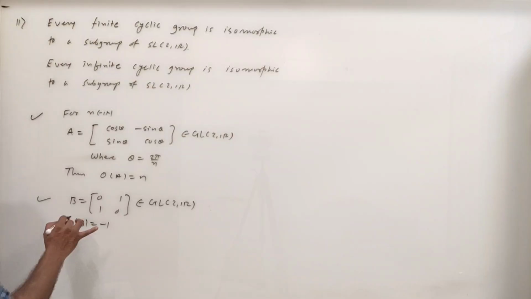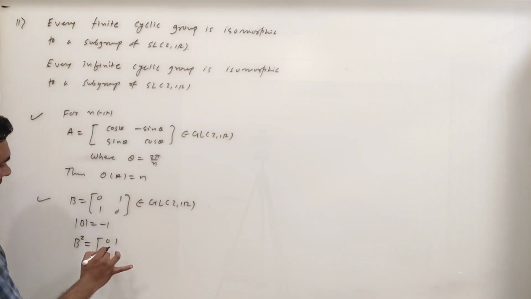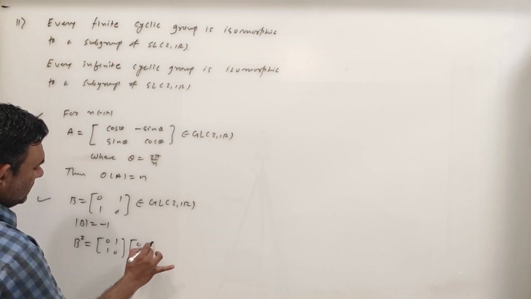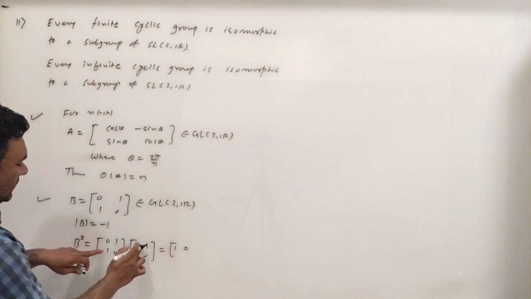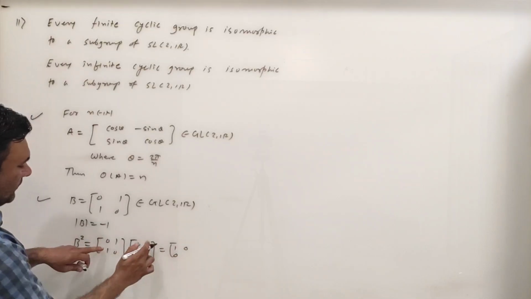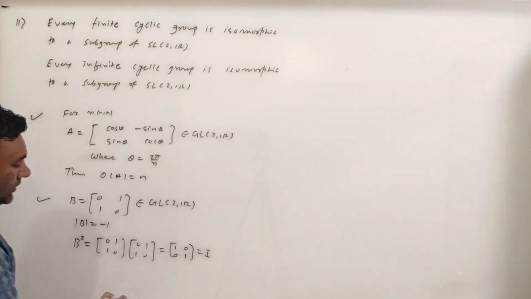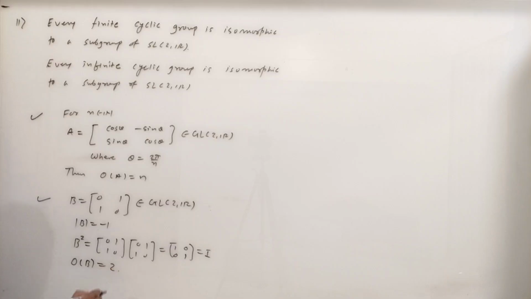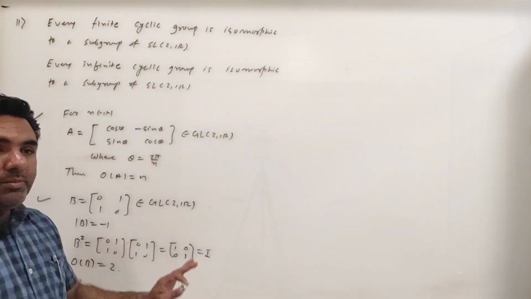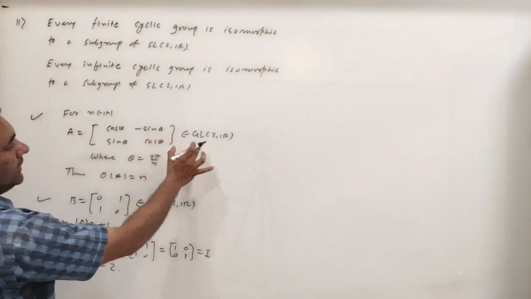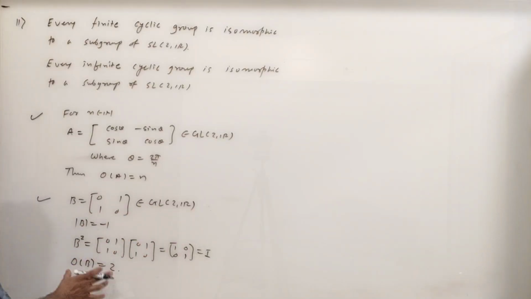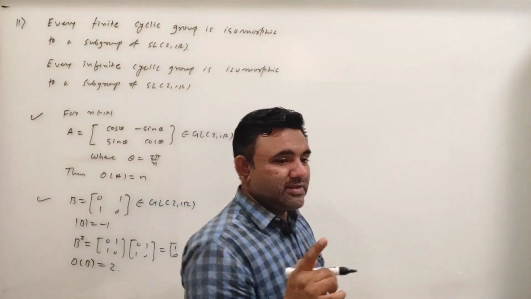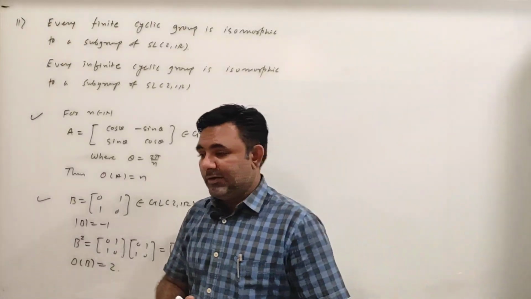Now let us see what is the order of B. So B is not identity. So let me see what is B square. So it is 0 1 1 0 into 0 1 1 0. So it will be what? 1 0 0 1. So it is identity. So the order of B is 2. So what do I have? I have one element A in GL2R whose order is n, and I have one element in GL2R whose order is 2, right?